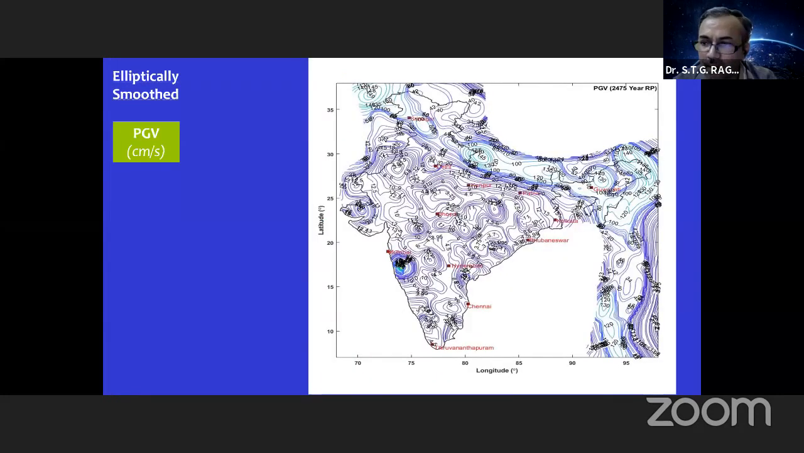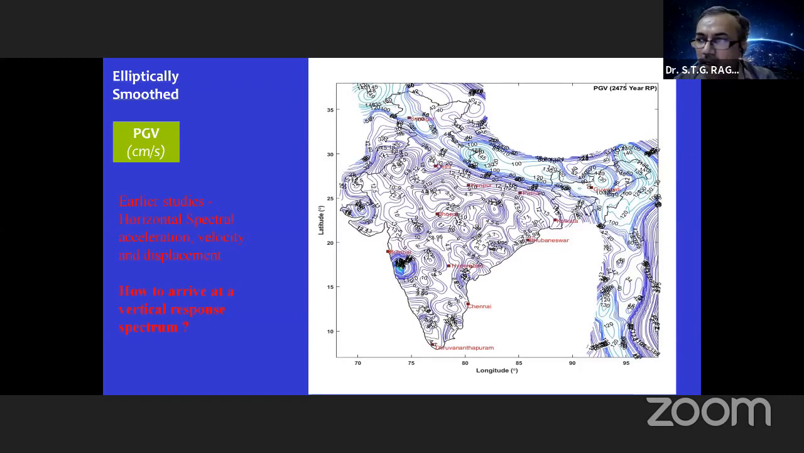Now, when you talk about energy, energy is closely related to velocity. So we have done peak ground velocity maps also. The values are, of course, around 100 to 150 centimeters per second in the Himalayas. But when it comes to South India, 9 centimeters per second, or maybe 15 centimeters per second, can be expected at the 2,500-year return period.